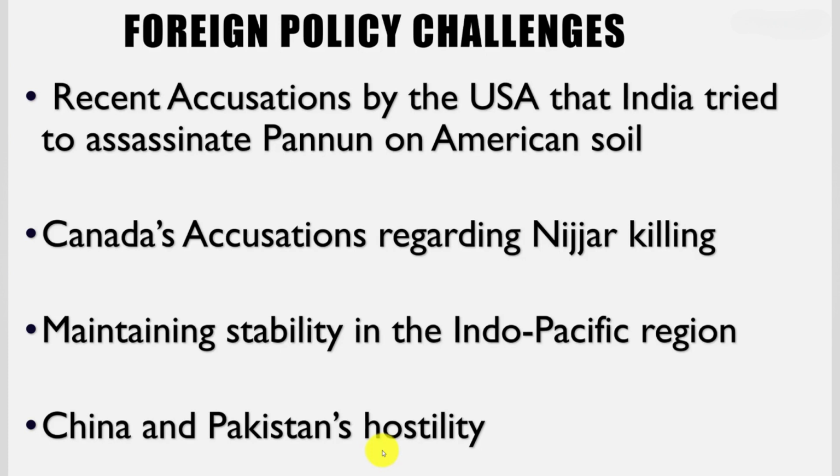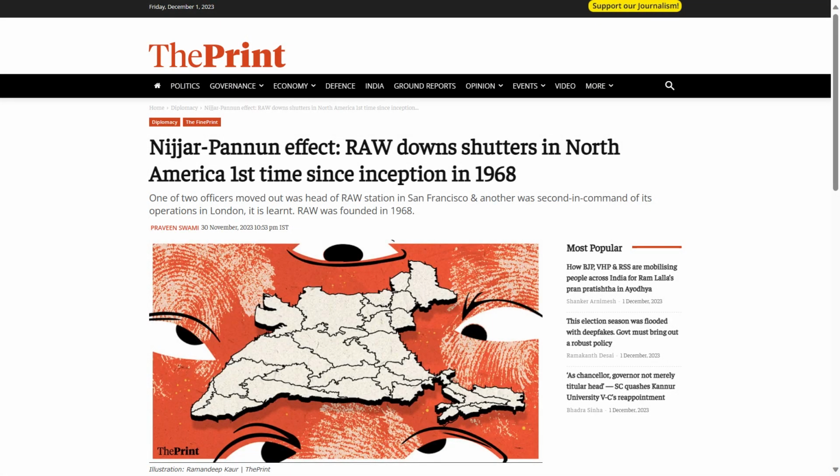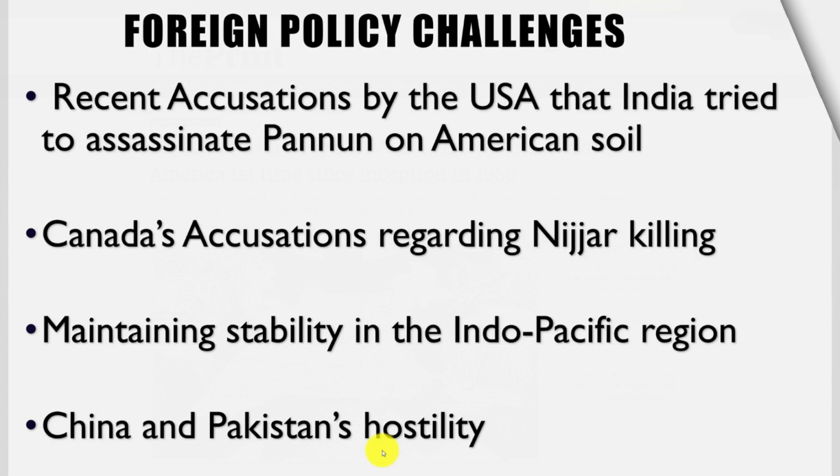What are the main foreign policy challenges facing India now? The USA is claiming that these people have caught one of our intelligence officers who was trying to kill Pannun, a separatist, on US soil. Let me tell you that this issue is quite serious, although it has not had much impact on the fundamental basis of India-US relations. However, there have been many reports that many of the RAW stations in North America have been closed down. This is the first time since 1968 that we are seeing all this, but again, all these are only reports.